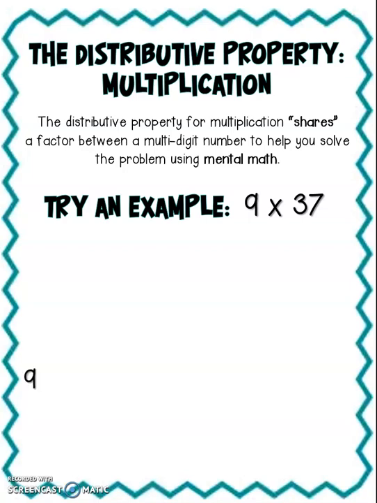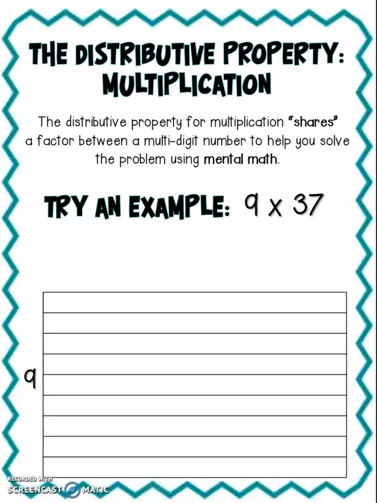So first, I know that the 9 is going to stay the same no matter what I do. If I'm trying to show this using a picture, I might draw a chart that has 9 different rows on it. And now I need to figure out how I can break apart that number 37 in order to solve the problem mentally. What the distributive property tells us is that we can split apart this number 37 into pieces that are easier for us to do using basic facts. One way we can do that is by splitting it apart by place value position.